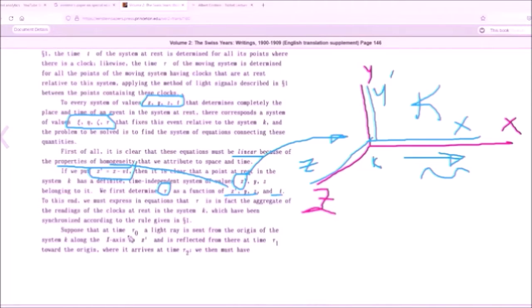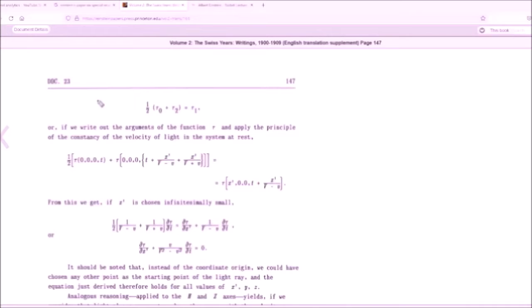Suppose that at time tau 0, a light ray is sent from the origin of the moving system k along the x-axis to x1, and it is reflected from there at time tau 1 towards the origin. When it arrives at time tau 2, we then must have, this is the same definition of the simultaneity of time. Because the signal went back and forth, it started at tau 0, it went to tau 1, it came back to tau 2. If you divide it by half, you get the relative time in the frame.